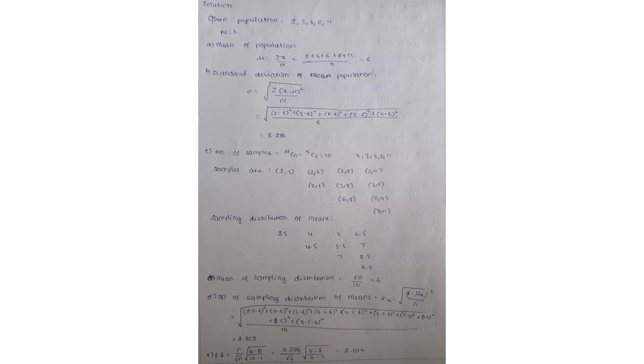Now number of samples is equal to NCn as it was without replacement, that is 5C2, that is 10, and the samples are (2,3), (2,6), (2,8), (2,11), (3,6), (3,8), (3,11), (6,8), (6,11) and (8,11). The sampling distribution of means are 2.5, 4, 5, 6.5, 4.5, 5.5, 7, 7, 8.5, 9.5. Now mean of sampling distribution is 60 by 10, which is equal to the mean of population.